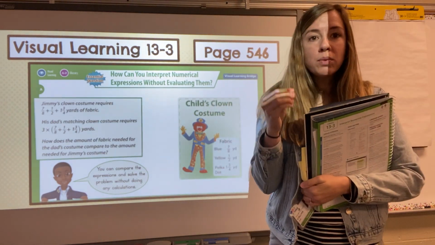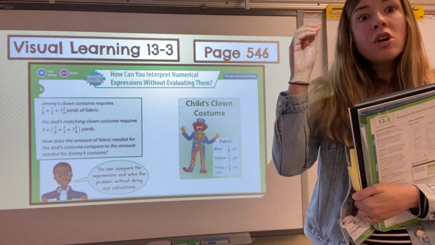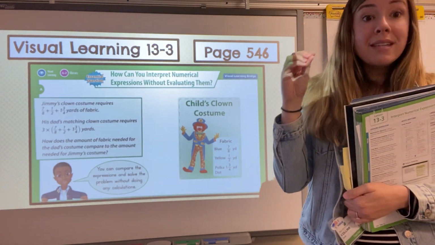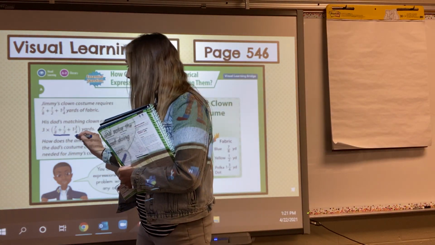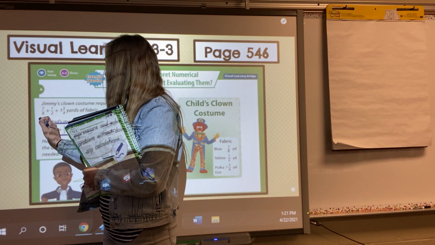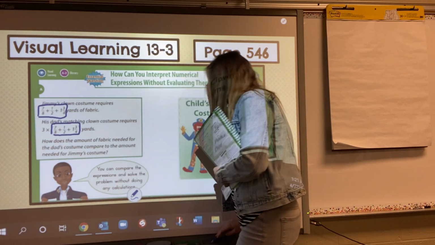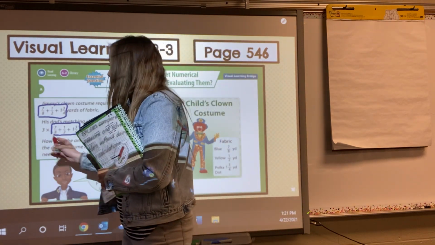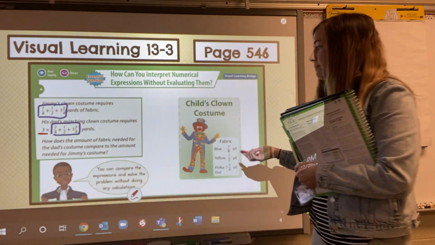So what you're going to want to do here is find what similarities there are between the two equations so that you can figure out what is different about them. So what I am noticing here is they both have the 7/8 plus 1/2 plus 1 3/4. See, all of that is identical. So that's the first thing I'm noticing. And then the second thing I'm noticing is that the dad is 3 times the amount of Jimmy's clown costume.